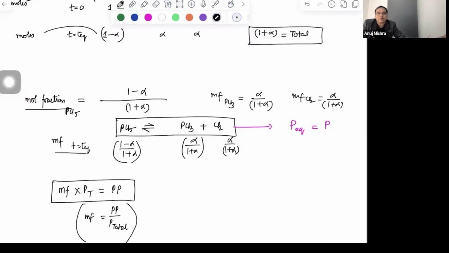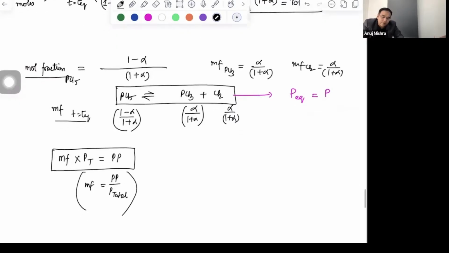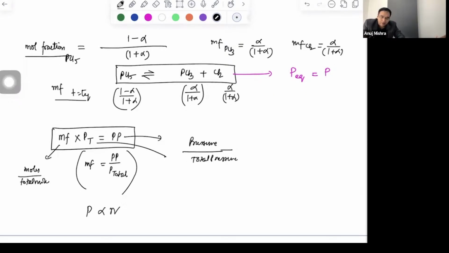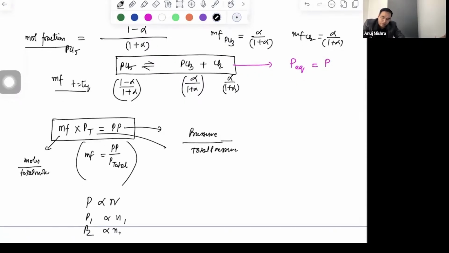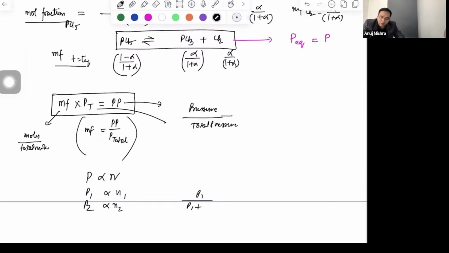Note down, please. There is no need to mug it up. The simple thing is, mole fraction means moles upon total moles. Partial pressure is the pressure of a gas upon the total pressure. So basically, if you observe closely, you're writing P proportional to N, and then P1 proportional to N1, P2 proportional to N2. So P1 upon P1 plus P2 is equal to N1 upon N1 plus N2.